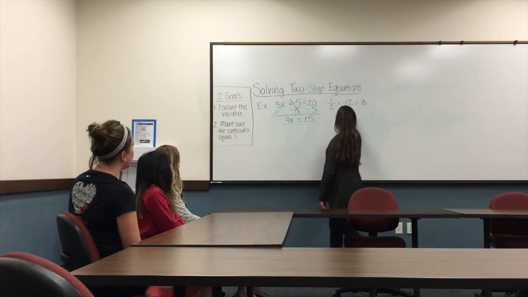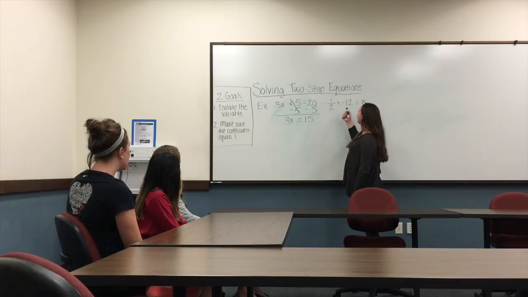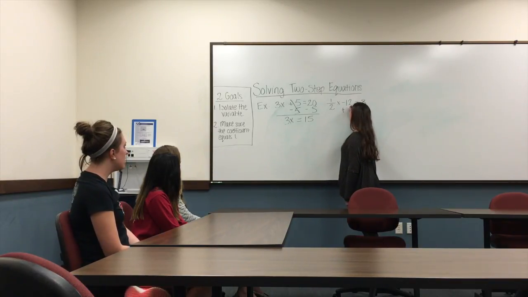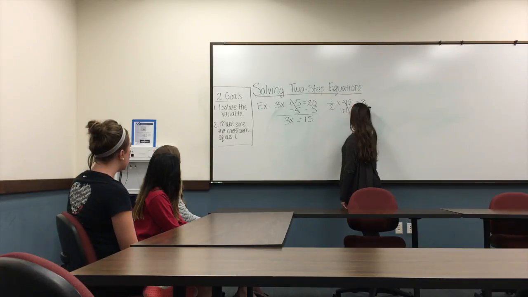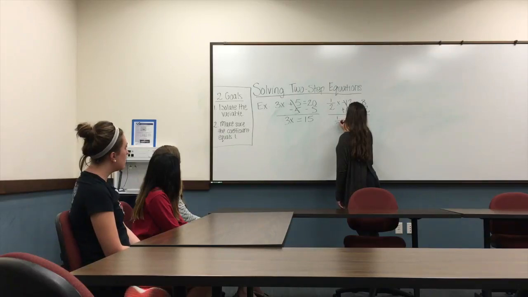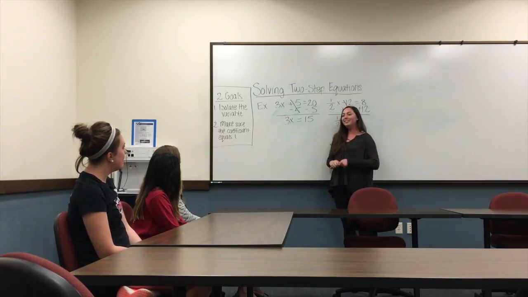Perfect. And then going to this example, we do something very similar. We want x to be by itself on the one side of the equal sign. So we're going to get rid of the 12 by adding it to both sides. And then we have 1/2 x equals 20. Does that make sense to everyone?